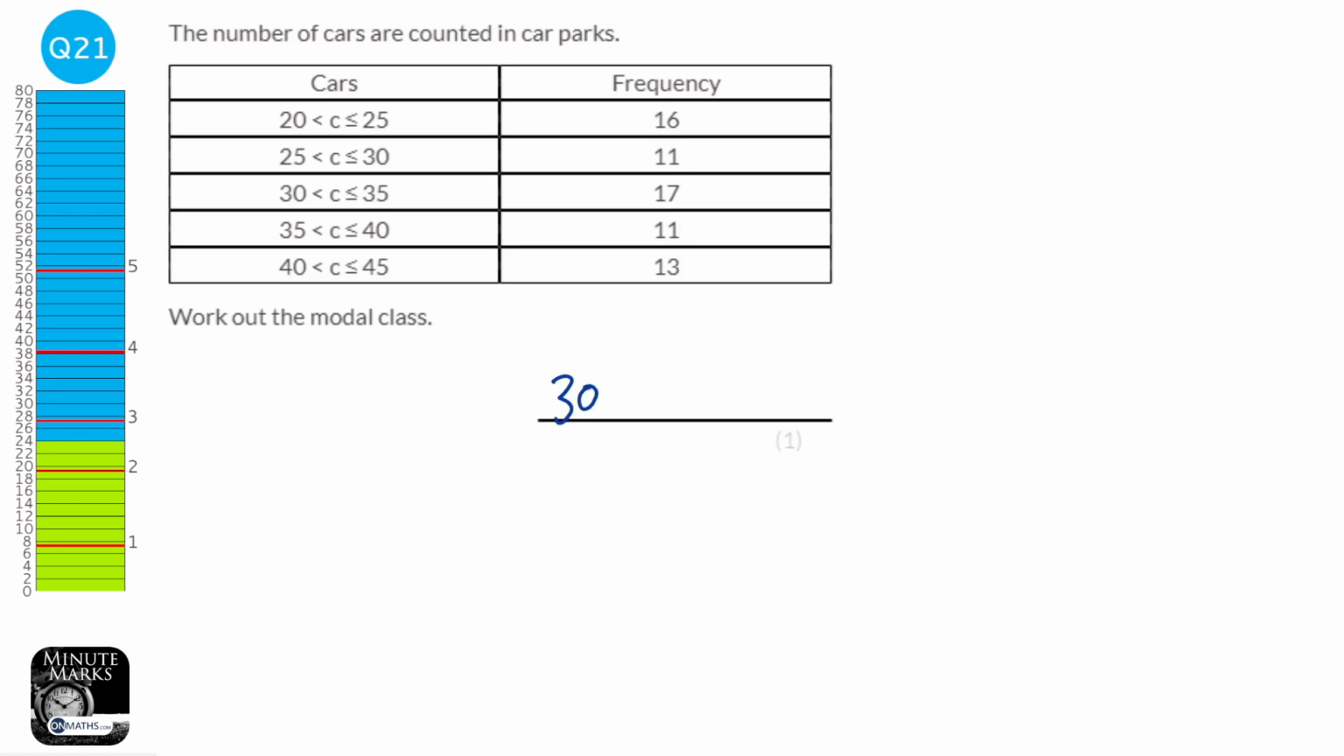Let's do that a bit nicer. 30, and then C, and then 35. That essentially means 30 to 35, but make sure you copy it down correctly from the table, exactly as it shows in the table.